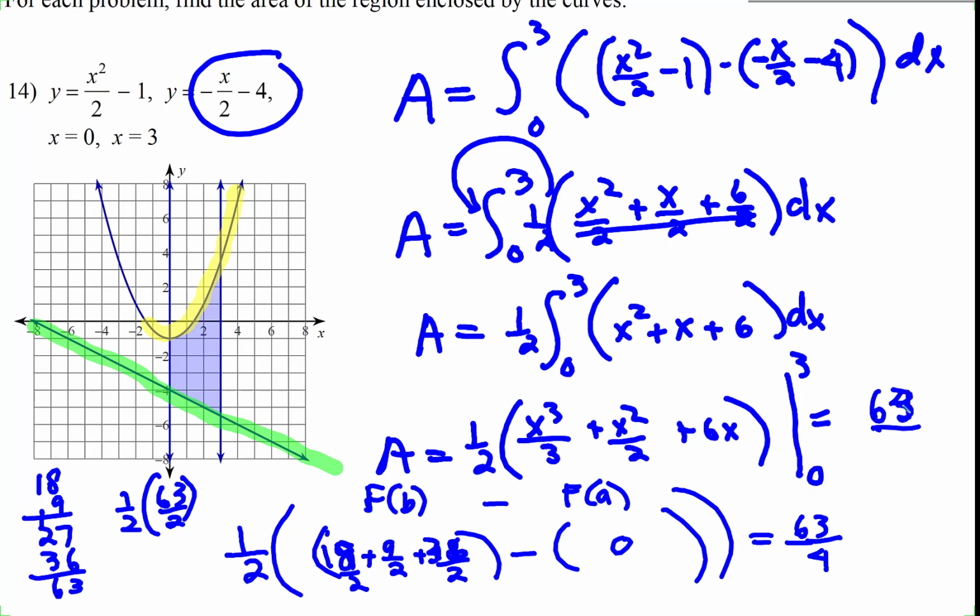63/4. And then you can go ahead and also put the approximation value if you want to. But this would be the exact value, and then the approximation, and tack on units squared. All right, that is it for this one.